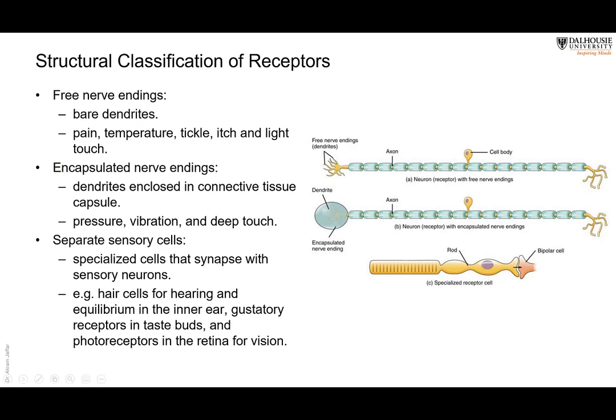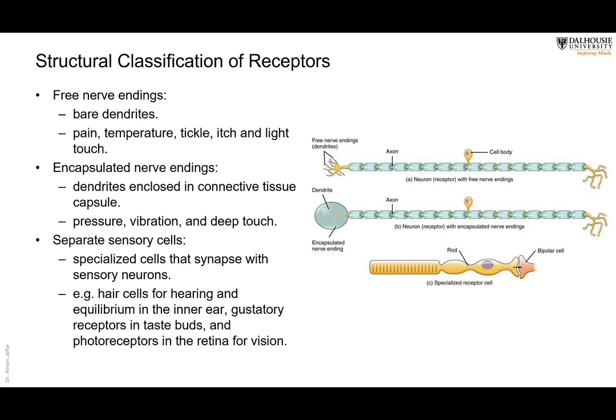Now, this is interesting here: there are free nerve endings, or encapsulated, or separate sensory cells. Free nerve endings means that the sensory part of the neuron is the dendrite, so they are dendrites. They are just located free. There is no modification in the dendrite. These free nerve endings are present everywhere in the body, except in the brain, and they feel pain, temperature, tickle, itch, and touch. The encapsulated nerve endings are again dendrites, but they are encapsulated. They are surrounded by a connective tissue capsule, and they have different shapes, as you will see in a moment.